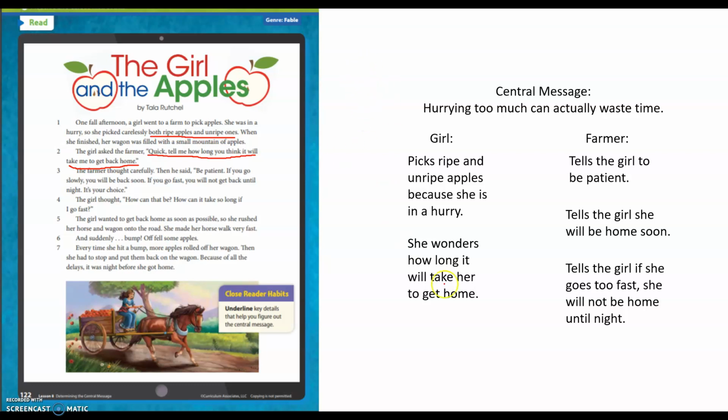So these are just some of the actions and words and thoughts of the characters that helped contribute to the central message. You are going to be completing a writing assignment today that has to do with the central message and the actions of the characters.